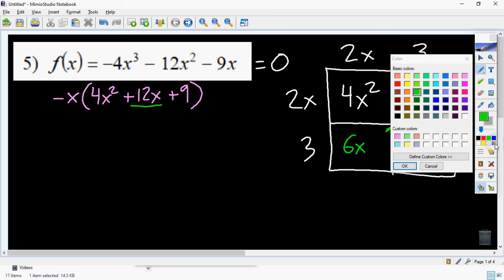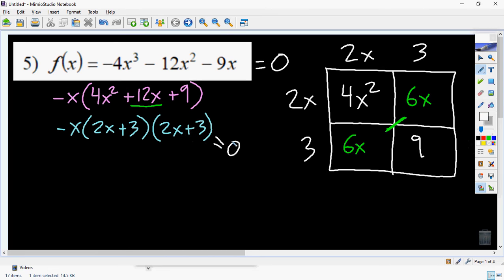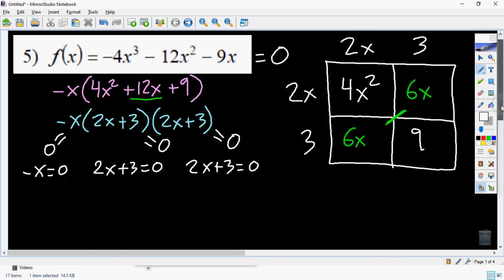So I can come over here and say this is negative x, and then 2x plus 3, 2x plus 3. And I'm going to set each part equal to 0. So I have negative x equals 0, 2x plus 3 equals 0, and another 2x plus 3 equals 0. And we'll scroll down a little bit.